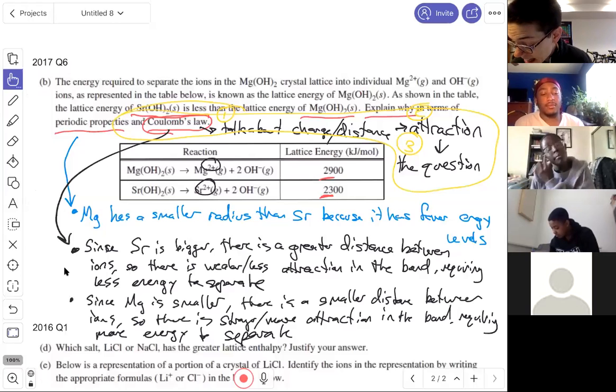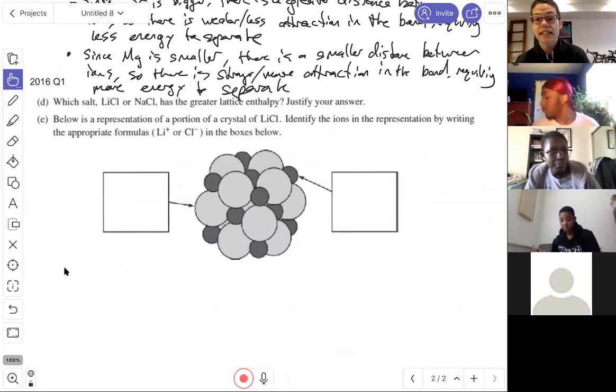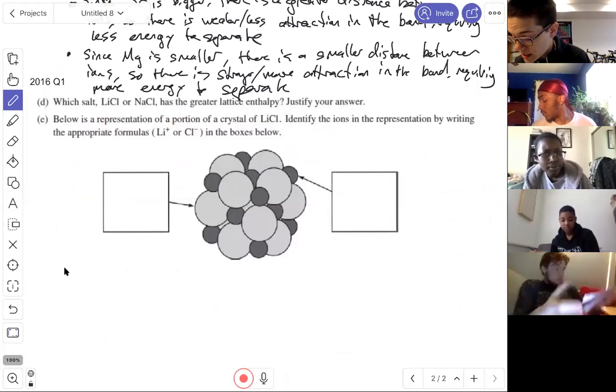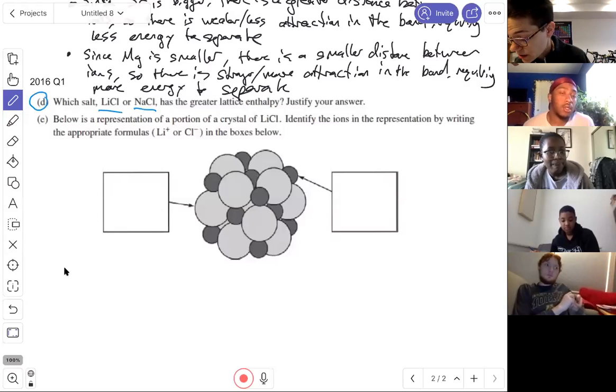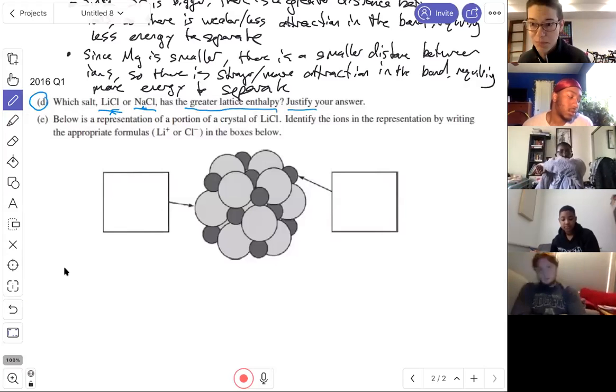And then the last question that we have is from 2016. This is an example of a diagram where, again, they are asking you questions. There are 2 questions here. One says, which salt, LiCl or NiCl, has the greater lattice enthalpy, and justify. And again, justify means that is a 1-point question, and you get 1 point for picking the correct answer and the explanation, because otherwise they're not going to give you 1 point on a 50-50 guess. So that's how you know that's a 1-point question.